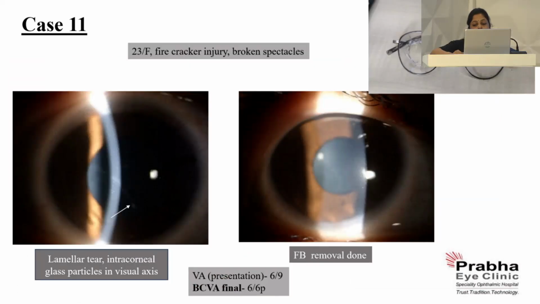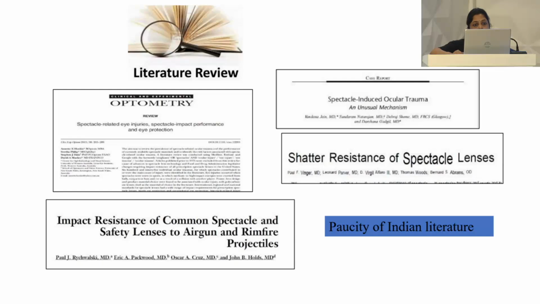This was a very interesting case, a 23-year-old female who sustained a firecracker injury. She was a bystander, and broken glass particles went and lodged in the cornea. The broken glass particles were removed as they were involving the pupillary axis. When we did the literature review, we could only find a handful of literature, and definitely there was a paucity of Indian literature.